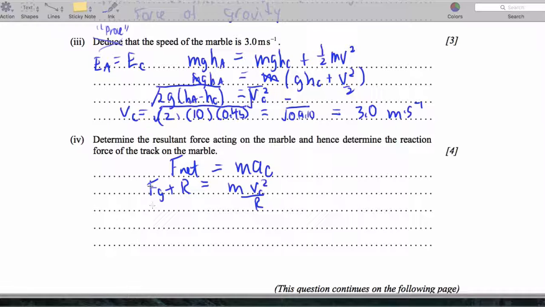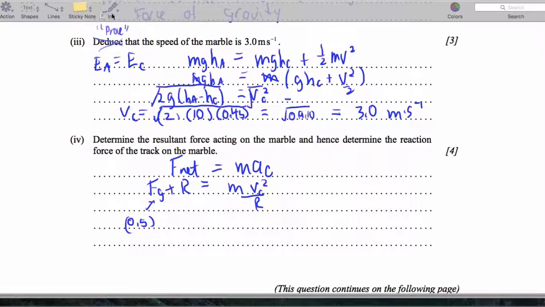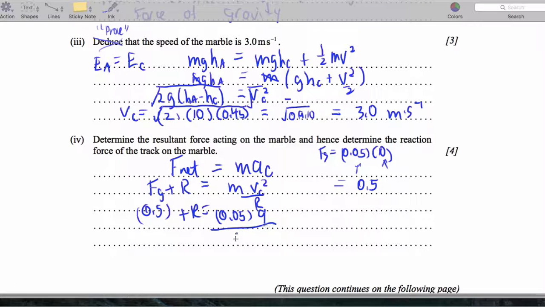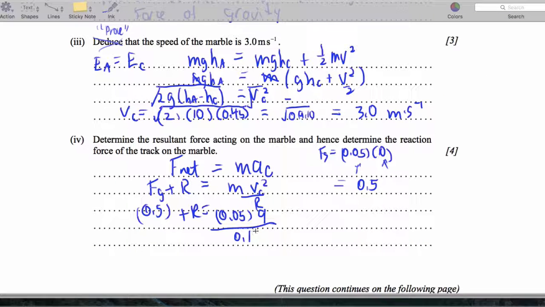So here we go. Now Fg, the marble's mass is 0.5. Let me confirm that. Yes, it is 0.05. Sorry. So let's be really careful. Fg, let's calculate it off to the side here. Fg is 0.05 times 10. I see too many people just use 10 or they just use that. You got to multiply these together. So that's 0.5 newtons. So 0.5 plus the r equals 0.05 times 3 squared, which is 9, divided by the radius. And let's be clear, the radius is half of 0.35, which is 0.175.